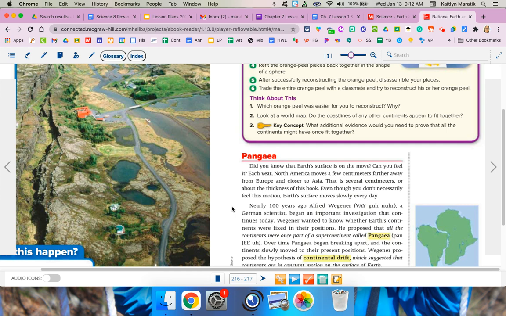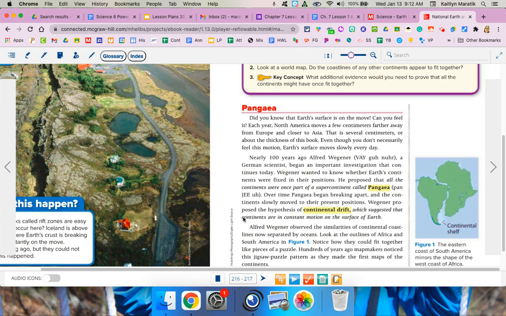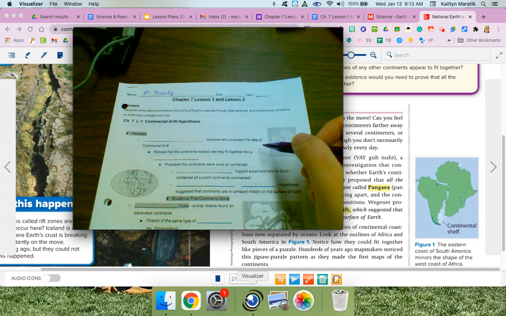Nearly 100 years ago, Alfred Wegener, a German scientist, began an important investigation that continues today. Wegener wanted to know whether Earth's continents were fixed in their positions. He proposed that all the continents were once part of a supercontinent called Pangaea. Over time, Pangaea began breaking apart, and the continents slowly moved to their present positions. Wegener proposed the hypothesis of continental drift, which suggested that continents are in constant motion on the surface of the Earth. So, who was that scientist that proposed the idea of continental drift?